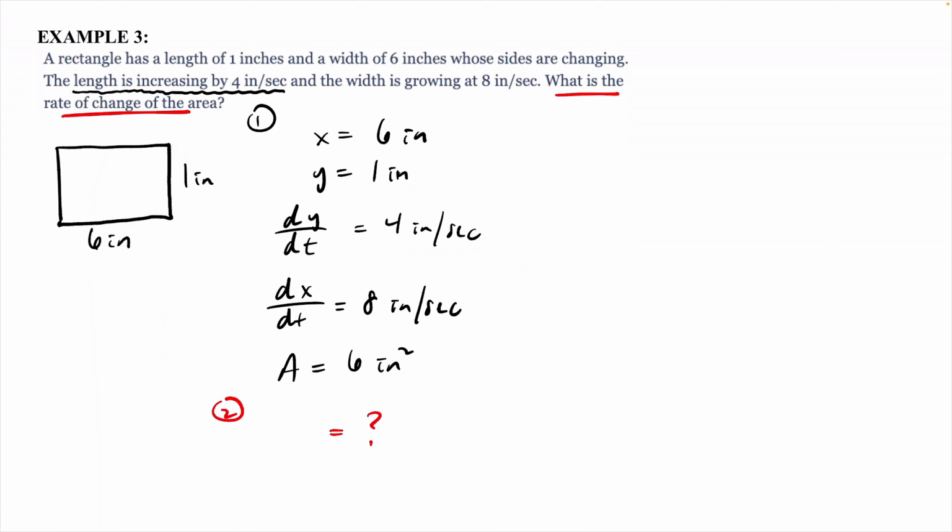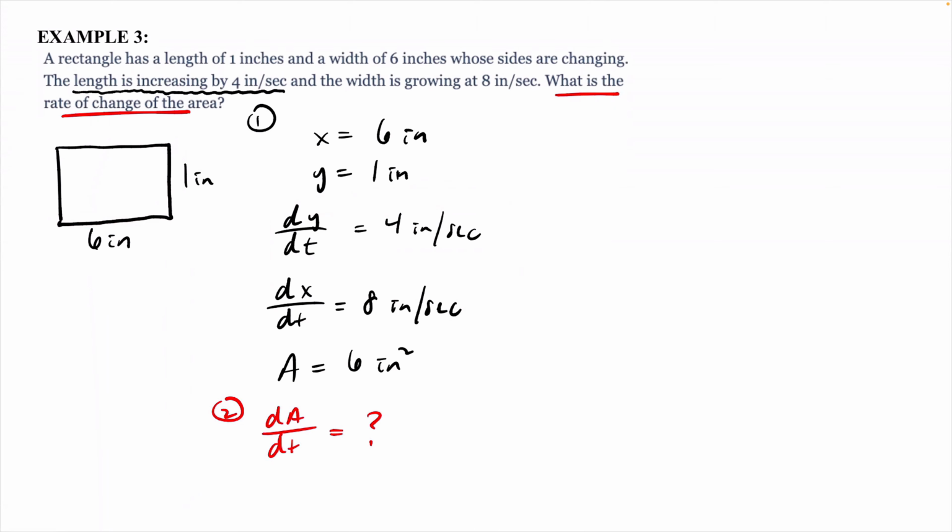I know they're asking for the rate of change of the area. I can read it right there, but how do I write it mathematically? dA over dt. D capital A over dt. Okay, that's step 2. Step 2 is very short. Step 2 just involves the question.